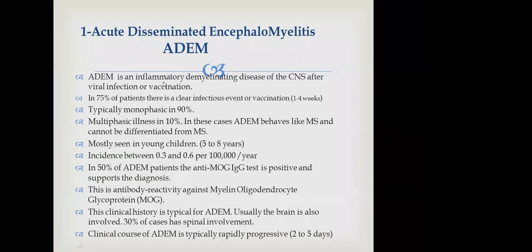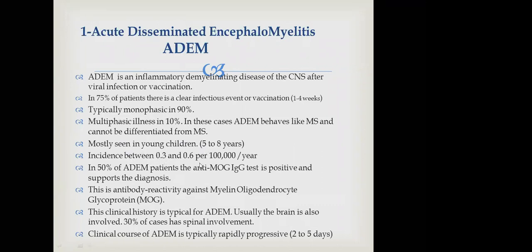ADEM is an inflammatory demyelinating disease of the CNS after viral infection or vaccination. It has a history of infection. In about 75% of patients, there is a clear infection event or vaccine 1 to 4 weeks prior to the disease. It is typically monophasic in 90% of cases, with multiphasic illness in 10%. In this case, ADEM behaves like multiple sclerosis and cannot be differentiated from it. It is mostly seen in young children, 5 to 8 years of age.